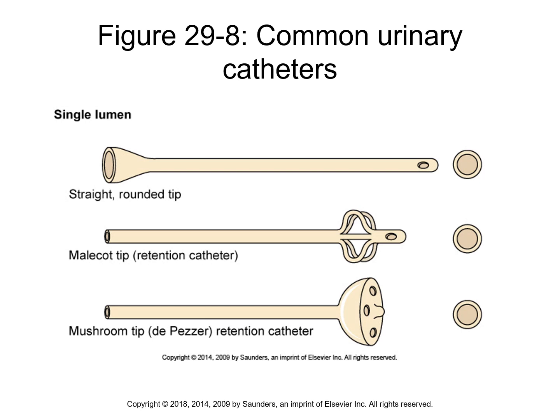So these are different. This is a single lumen urinary catheter, straight with a rounded tip. That's kind of what we see when we're doing a Foley. Malacot tip is a retention catheter. We see we have this. There's a reason for that. Mushroom tip is the DePez or retention catheter.